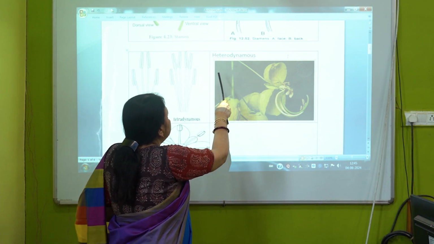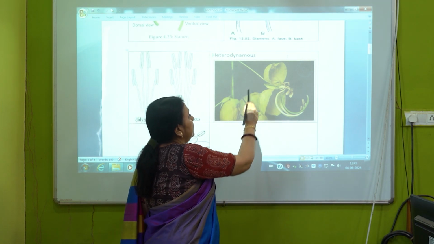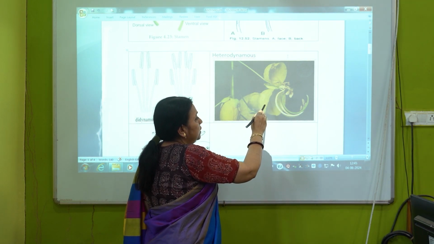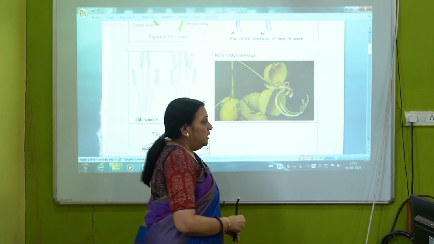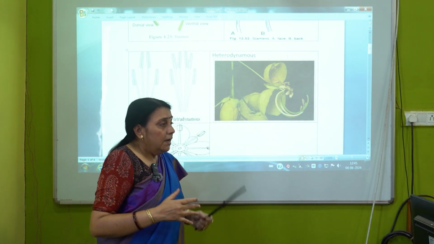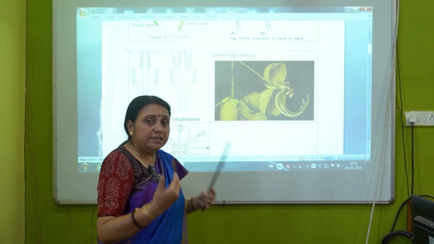Now, it is a heterodynamous type of the stamen. In this case, it is the flower of which plant? That is the Cassia, right? Cassia, and in this case, heterodynamous means the number of stamens is many, more than 6 or 7.